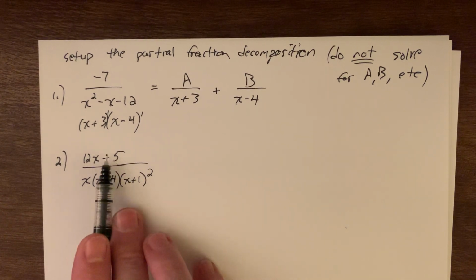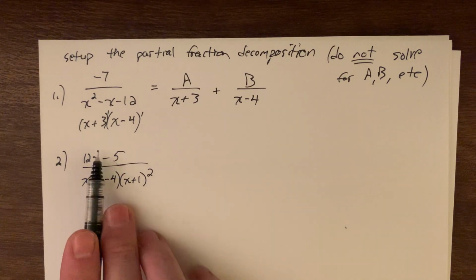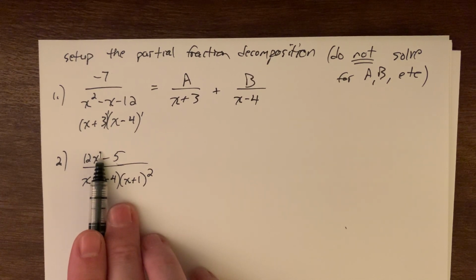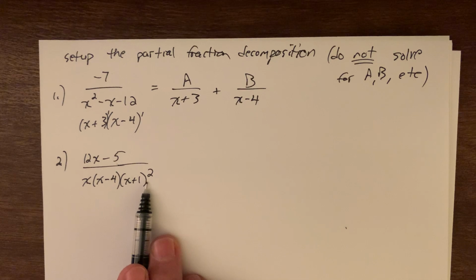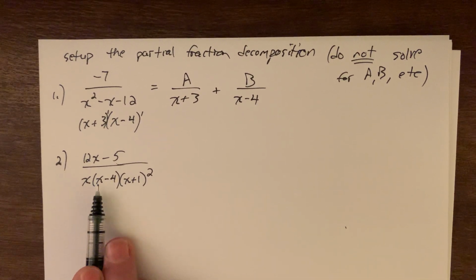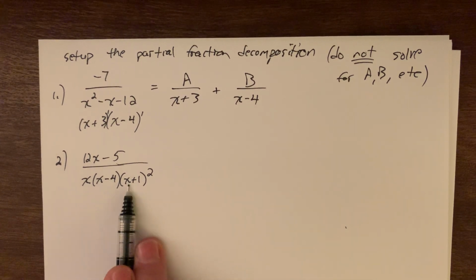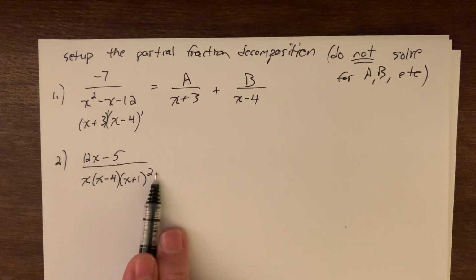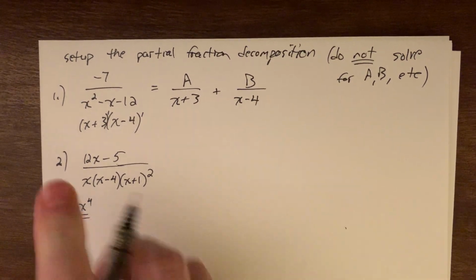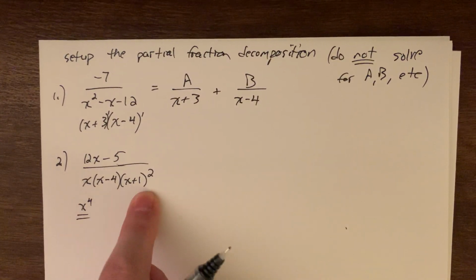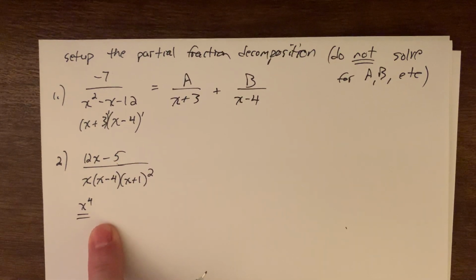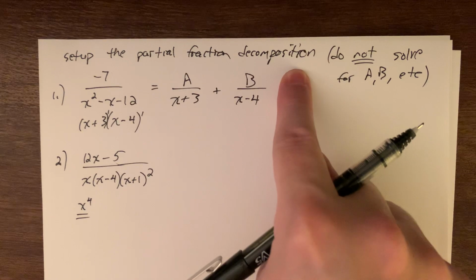But notice, this is still a proper fraction. Even if this was an x squared or even an x cubed, it's still a proper fraction. This is already factored, but this is a degree 1 factor, this is a degree 1 factor, this is a degree 1 factor, but it's squared. Combine all of that, and this would have been a degree 4 polynomial in the denominator. So once again, it is proper, so I can go right into the decomposition.